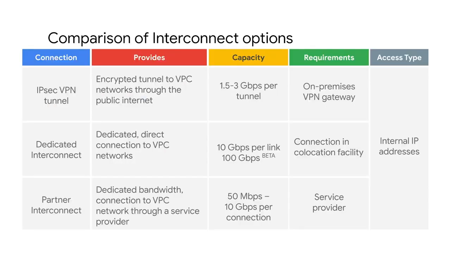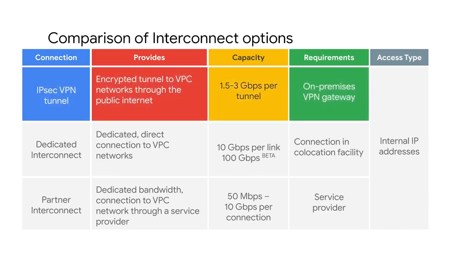Let me compare the interconnect options that we just discussed. All of these options provide internal IP address access between resources in your on-premise network and in your VPC network. The main differences are the connection capacity and the requirements for using a service. The IPsec VPN tunnels that Cloud VPN offers have a capacity of 1.5 to 3 Gbps per tunnel and require a VPN device on your on-premise network.